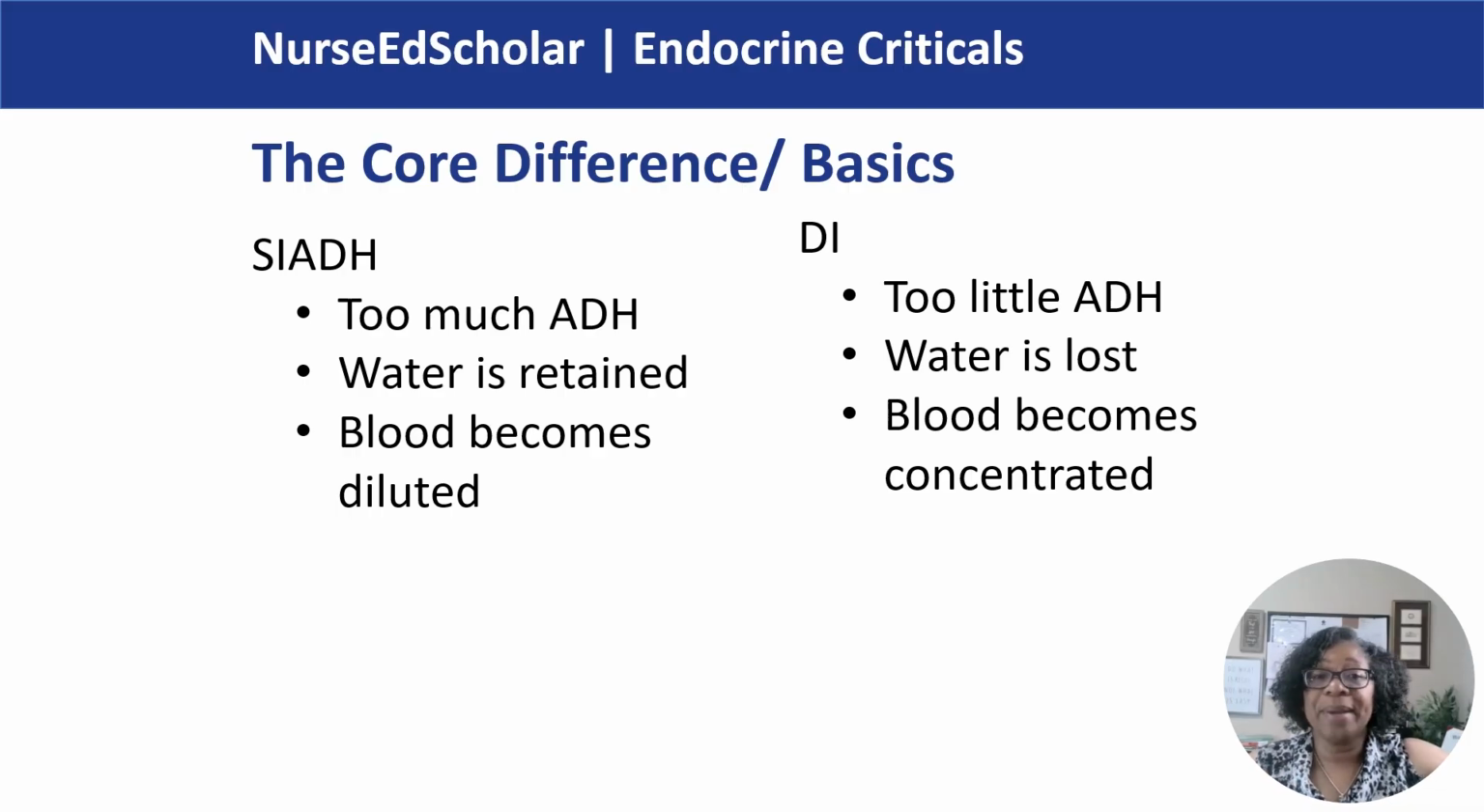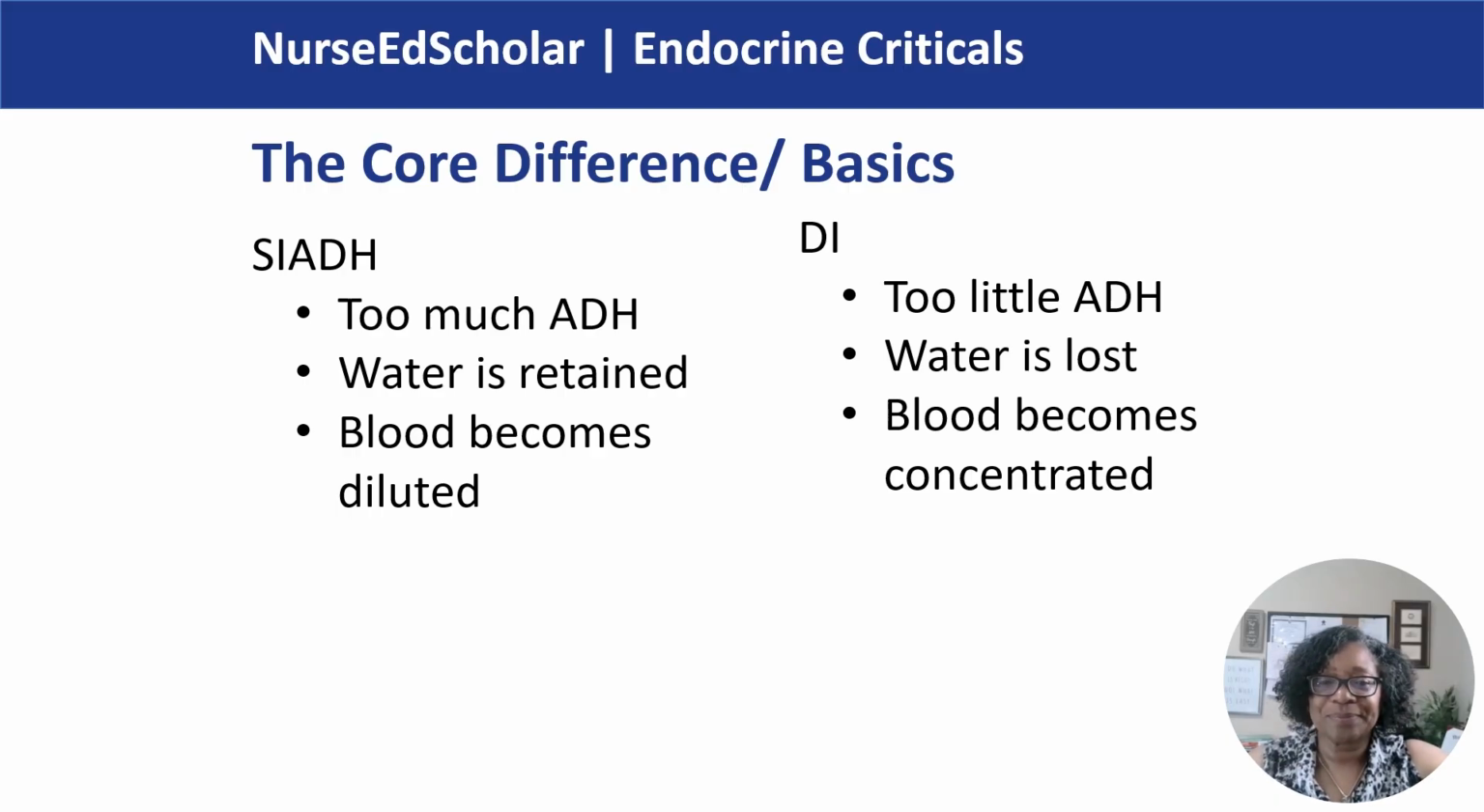Okay, so now let's compare them side by side. SIADH, too much ADH. Water is retained, blood becomes diluted. Why is that? Patient is holding on to all of the fluid. It's going to dilute the blood concentration. Diabetes insipidus has too little ADH. Water is lost, so the blood becomes concentrated. So if they have too little ADH, that means the patient is urinating a lot, they're releasing a lot of fluid, so the blood gets concentrated.